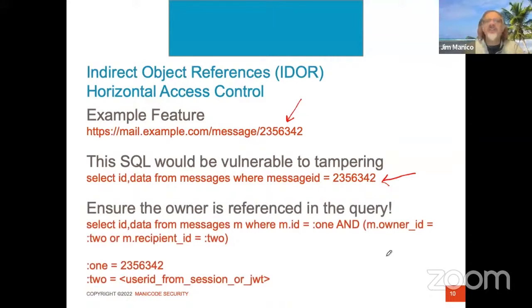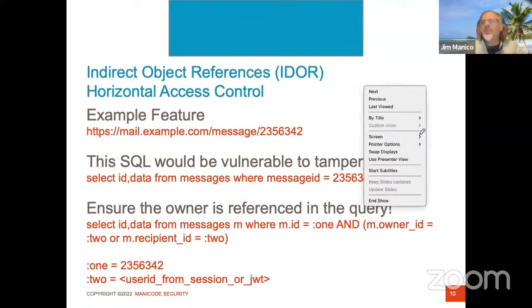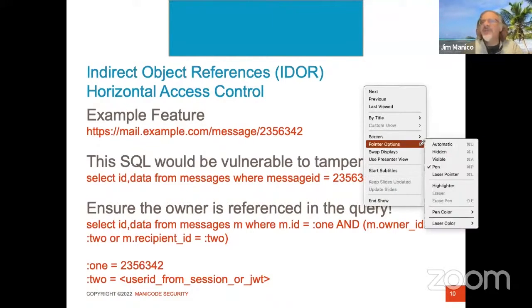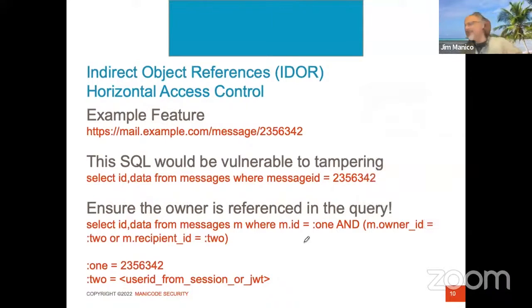One of the ways I fix it is I'm gonna add access control at the database layer itself. At the database layer itself, I'm gonna add some stuff here. I'm gonna say, well, if that's the message, that's a good start. And if the owner or the recipient is two, which is the user ID from session, right there, user ID from session.